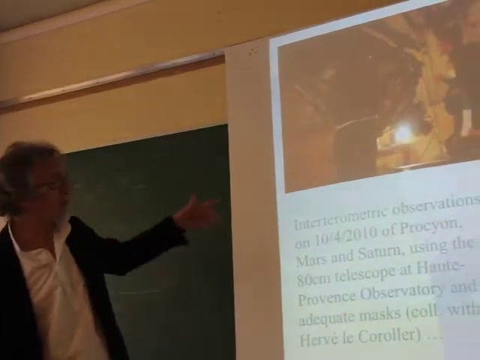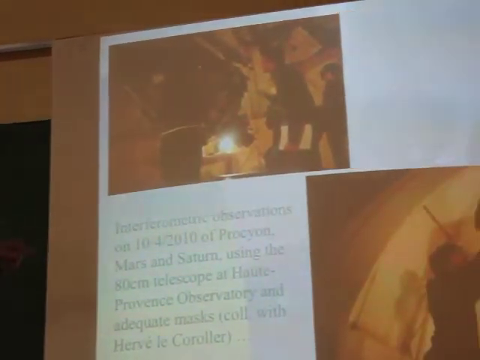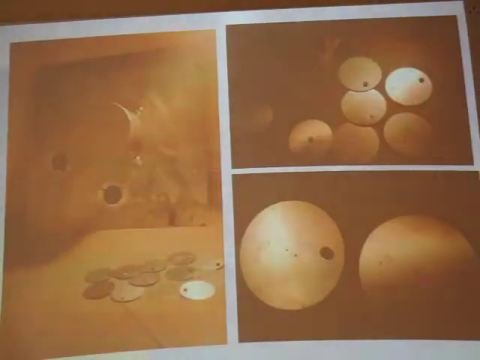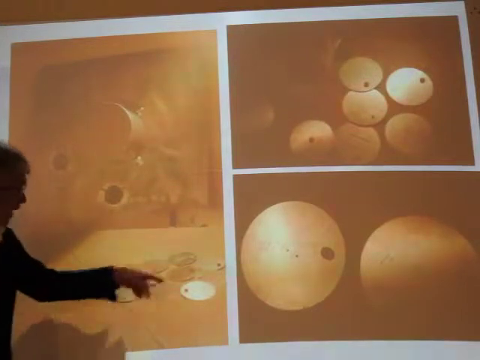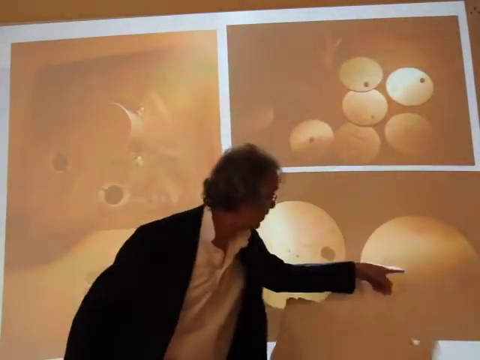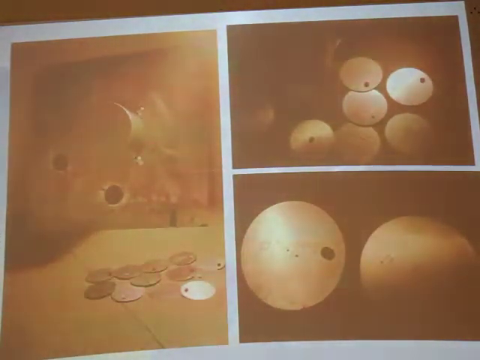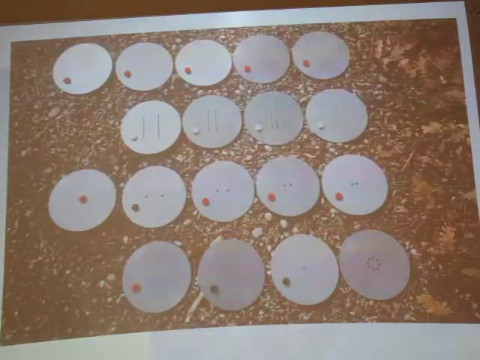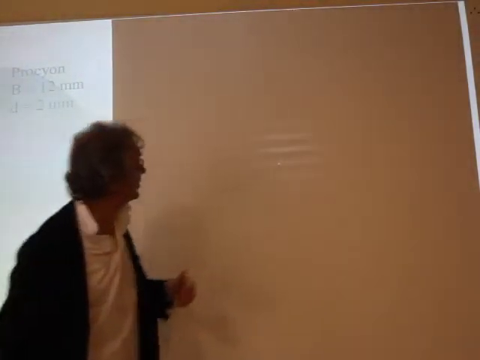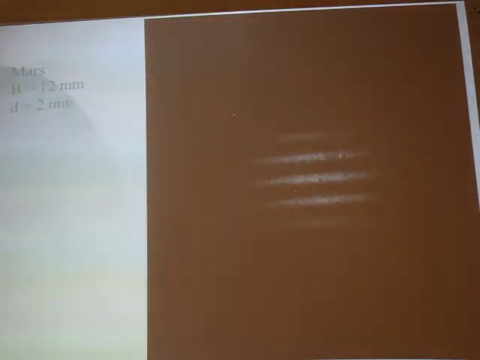So here what I show is some experiments that we did with an 80 centimeter telescope in Haute-Provence Observatory. We designed many masks with holes with different separations. Sometimes we even took some slits to increase the collecting area of the light. And here is another view of those masks. Then we used some of them to observe, here is Procyon, a star. And you may see here the fringes with a visibility equal to 1, if you measure the visibility.